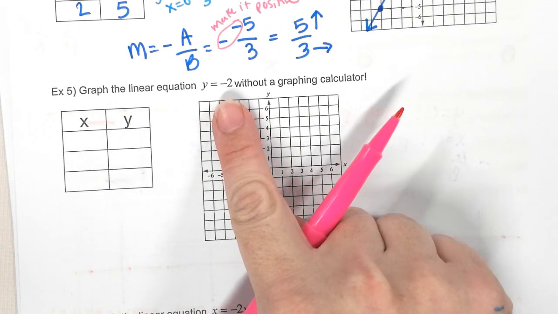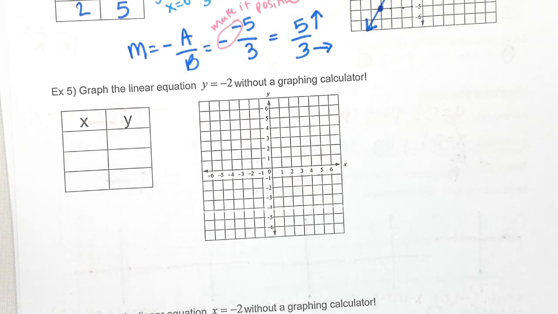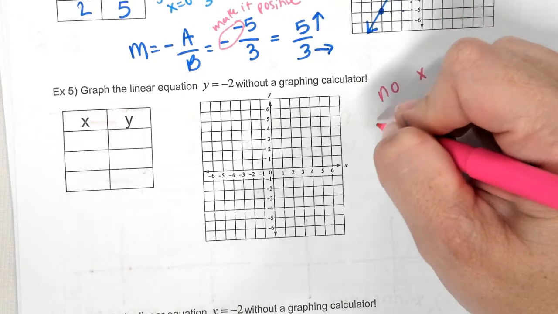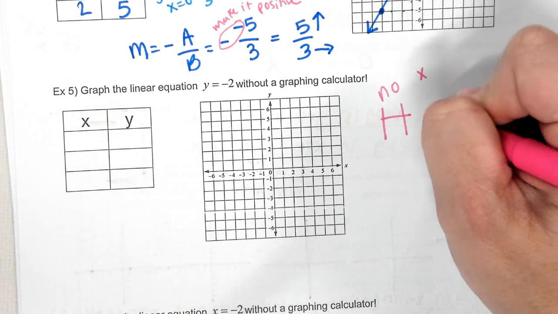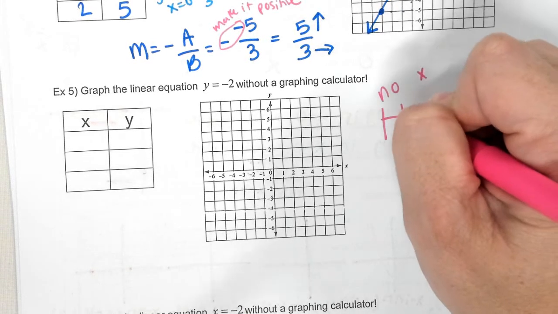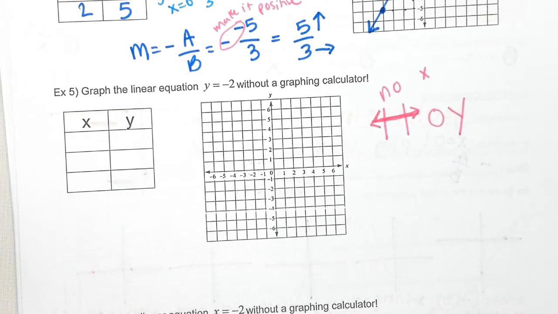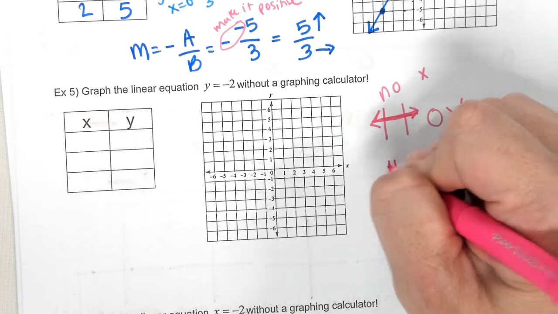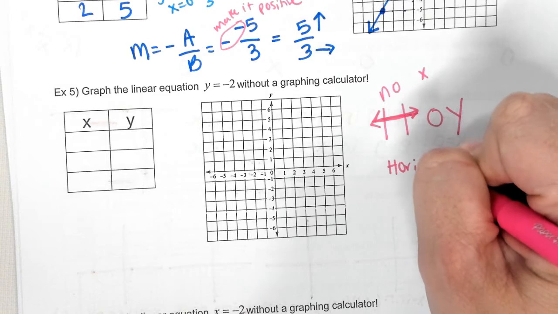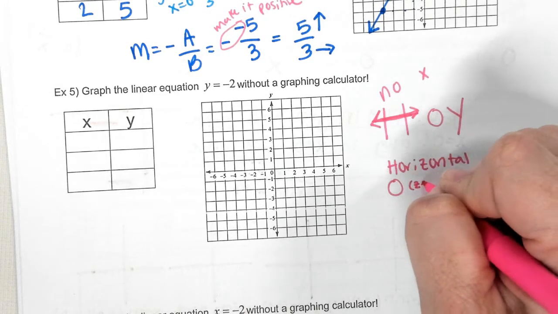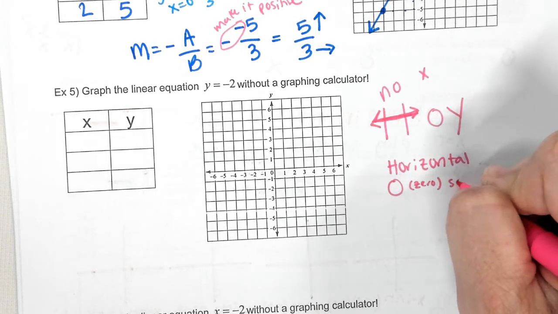When I look at this, how do I know it's a special case? Because it has y equals -2 instead of the whole problem. Yeah, there's no x. So we call this a Hoy problem. So we've talked a little bit about Hoy-Vux. Hoy stands for horizontal, 0 slope.